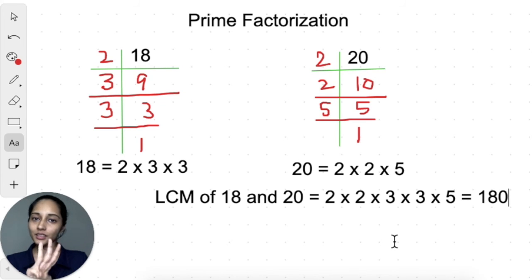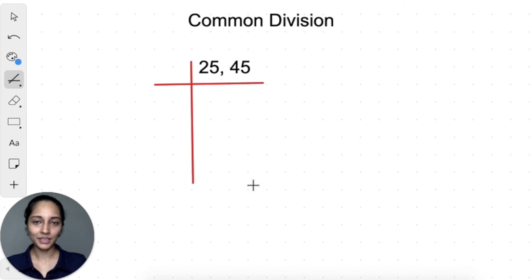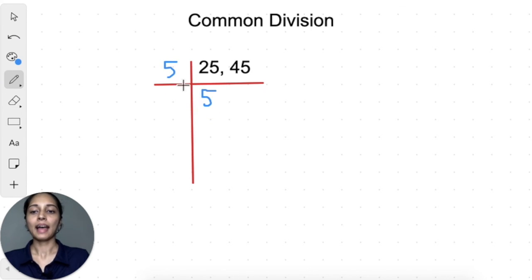Now there is a third way, which is common division. Let us see how it works. Now this is common division. In this we have taken two numbers, 25 and 45. Let us see how we can find LCM using common division. So we'll start with 5 because both the numbers are divisible by 5. So let us take 5 here. Now 5 times 5 gives us 25 and 5 times 9 gives us 45. So we have taken these two numbers.